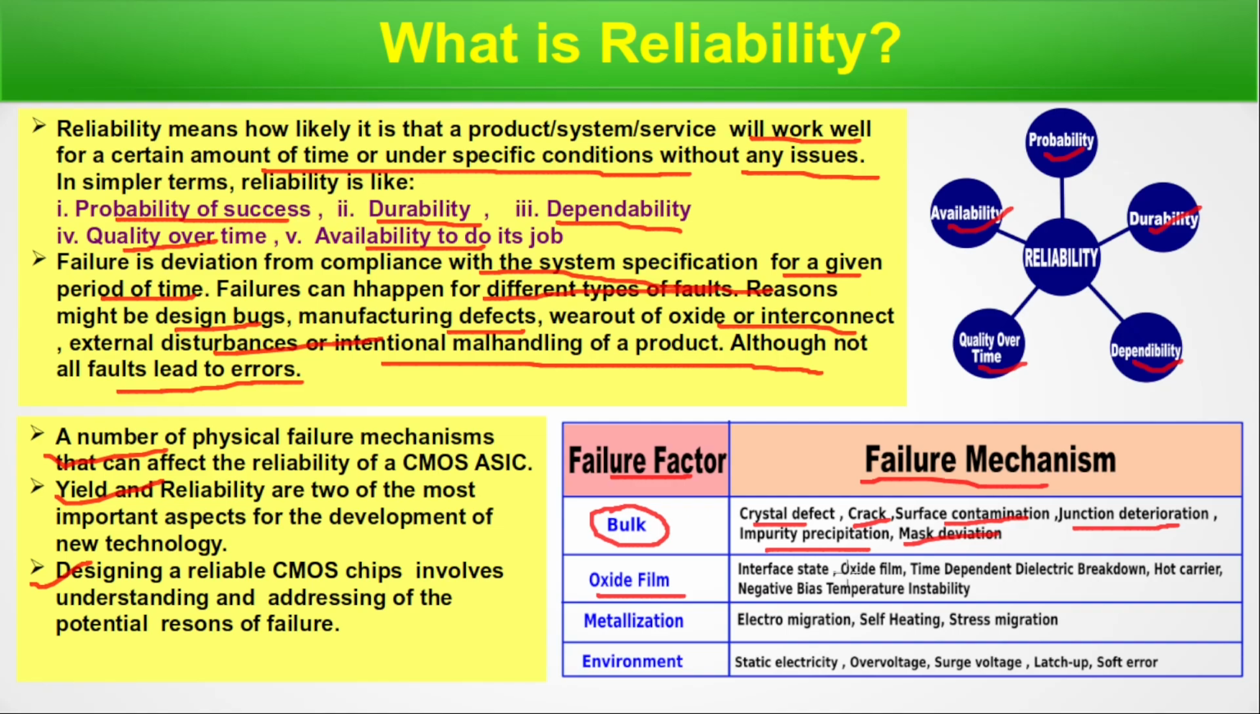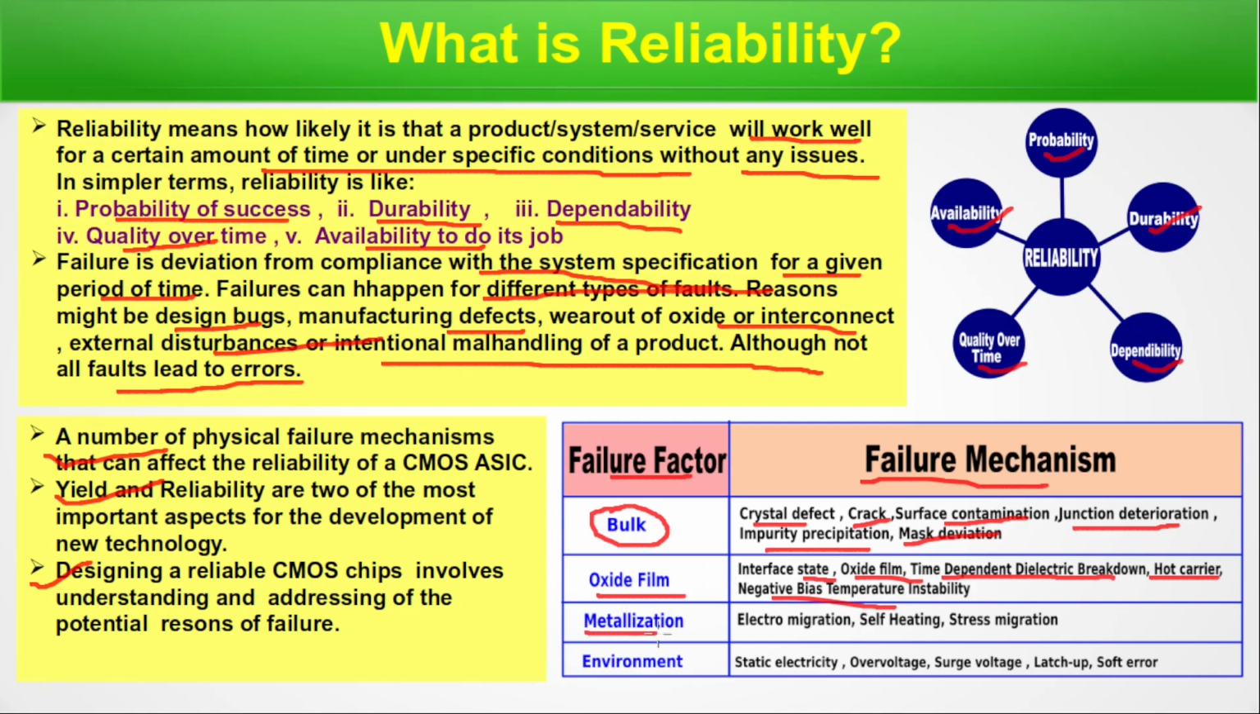In practice, it doesn't happen. There are some interface states, although the number of interface states must be within limit. Otherwise, the quality of the oxide film is not considered good for a MOSFET. Interface state, quality of oxide film, time dependent dielectric breakdown, hot carrier, negative bias temperature instability. These are the issues related to oxide film.